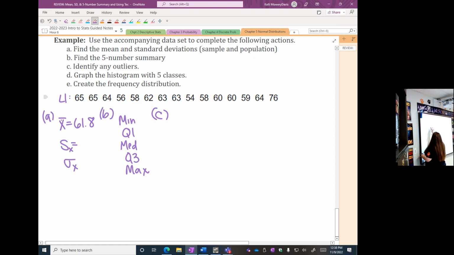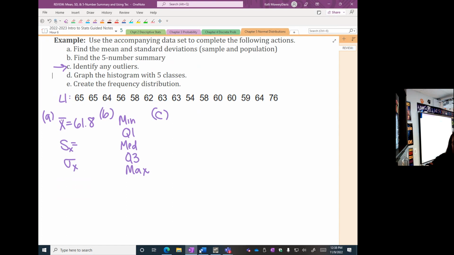For C, it wants me to identify outliers. How did I say you could do that quickly, without having to go through calculations? What am I going to pick? That's the big question. You know how to find it. Hint, I've got to grab something to find it. The box and whisker plot with outliers.